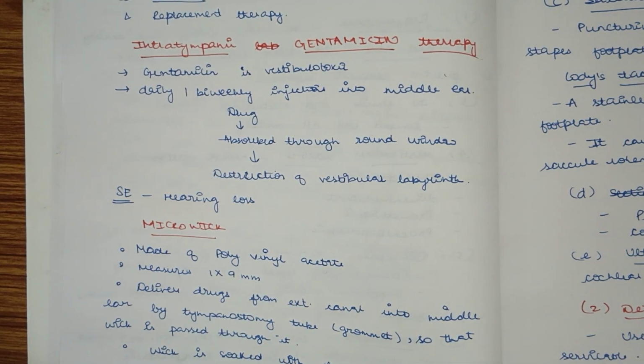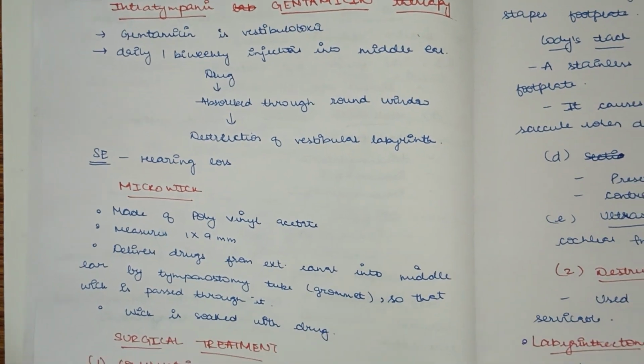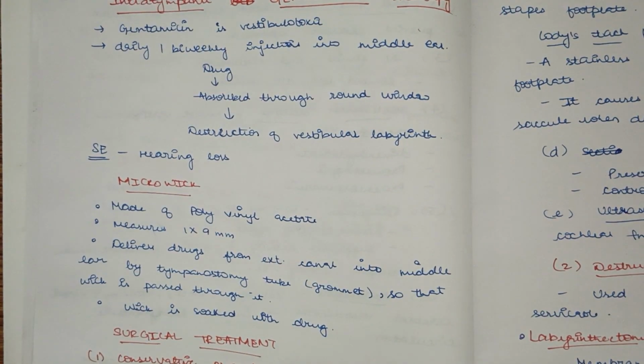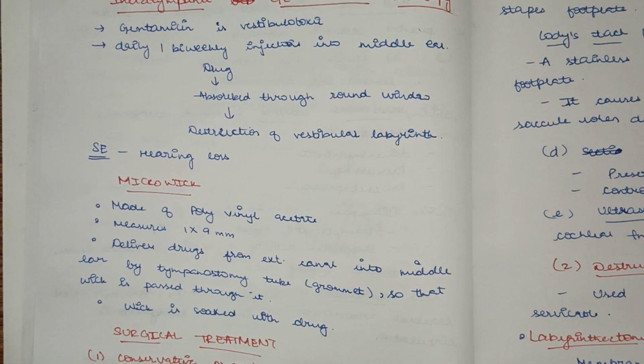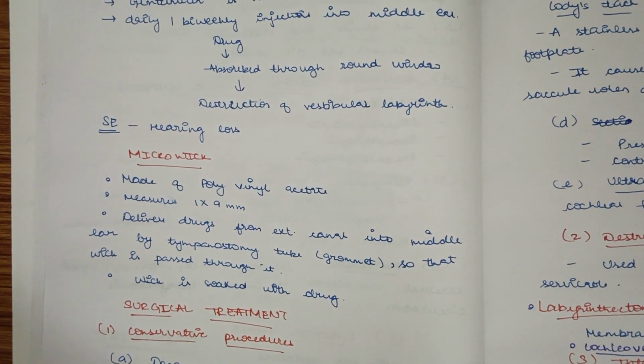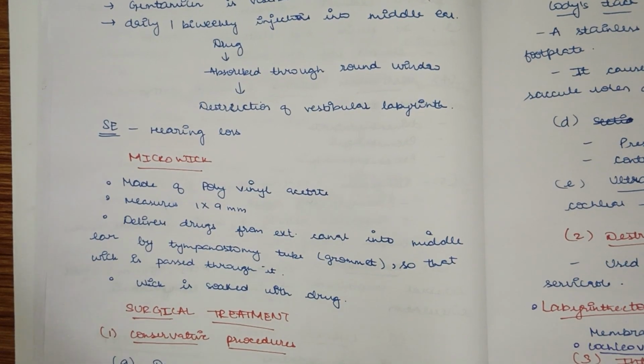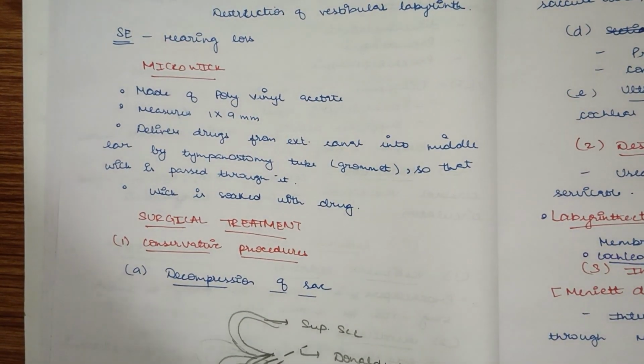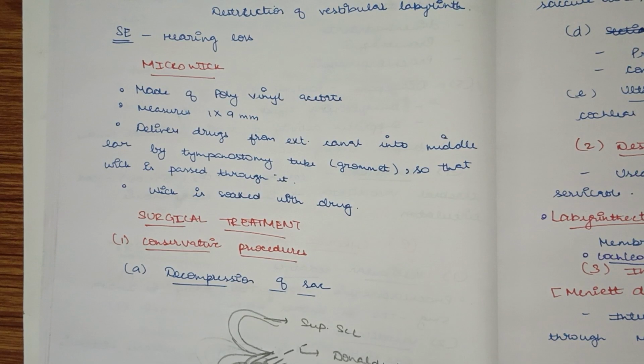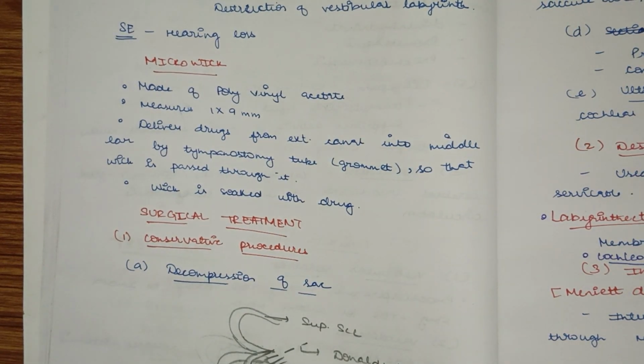It is given as daily or bi-weekly injections into the middle ear. This drug will be absorbed through the round window, and then it destroys the vestibular labyrinth. The side effect of this will be hearing loss, therefore it is not given in initial stages. Then Microwick also has a similar phenomenon, except that the Microwick is made with polyvinyl acetate, measures 1 into 9 millimeter.